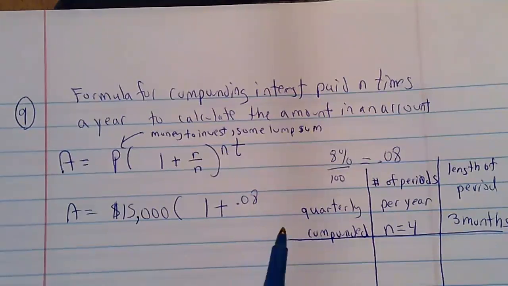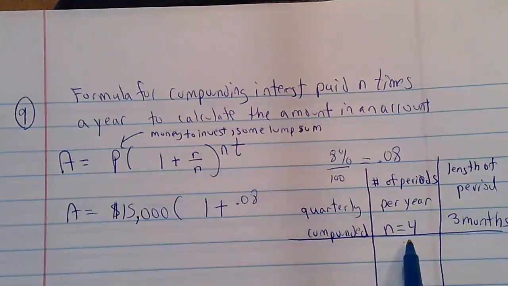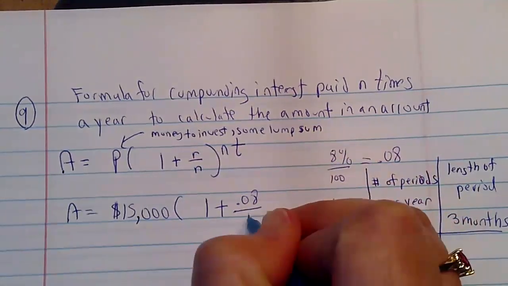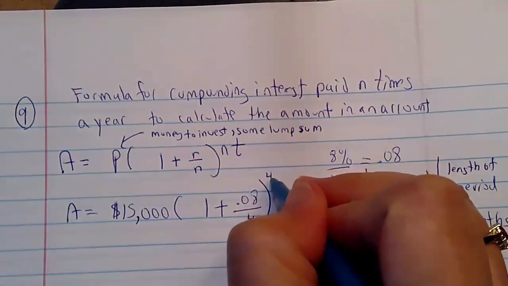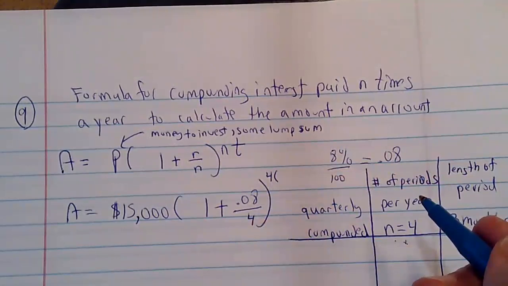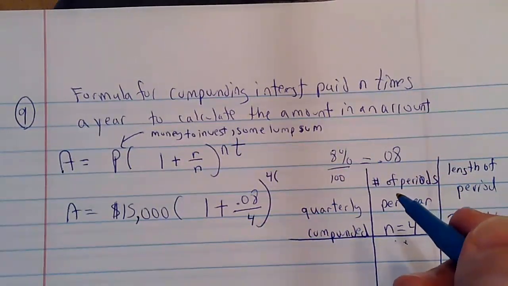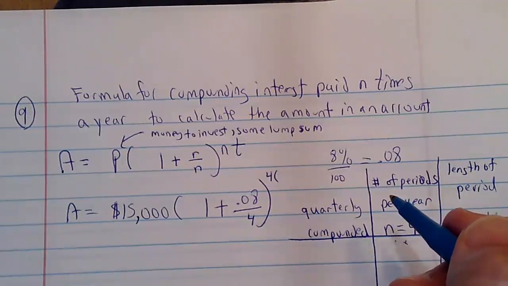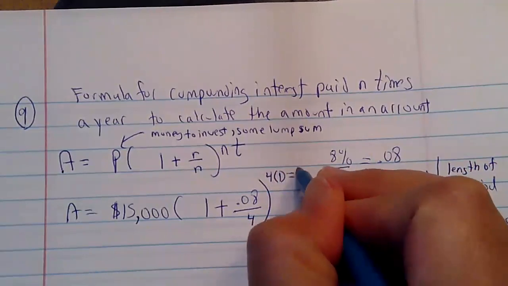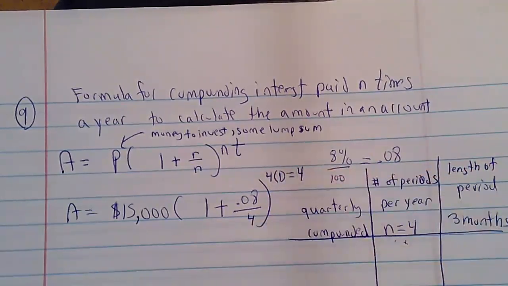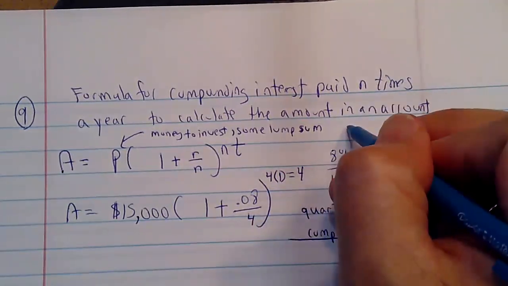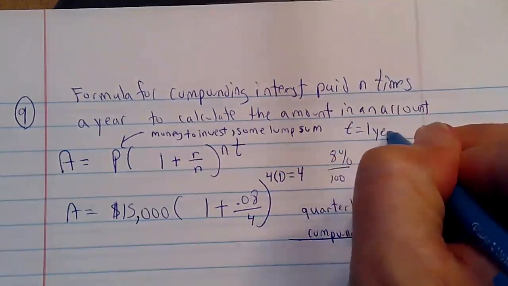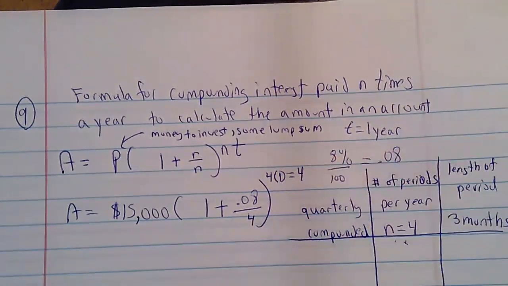So this is a formula for compounding interest paid n times a year. They're paying it 4 times a year, so every 3 months they have new interest to add on. And so we're dividing r by 4, and then nt is 4 times t, and the t was just 1. They said it was the amount in 1 year. So 4 times 1 is 4. So t is equal to 1 year, not 2 or 3, just 1 year.